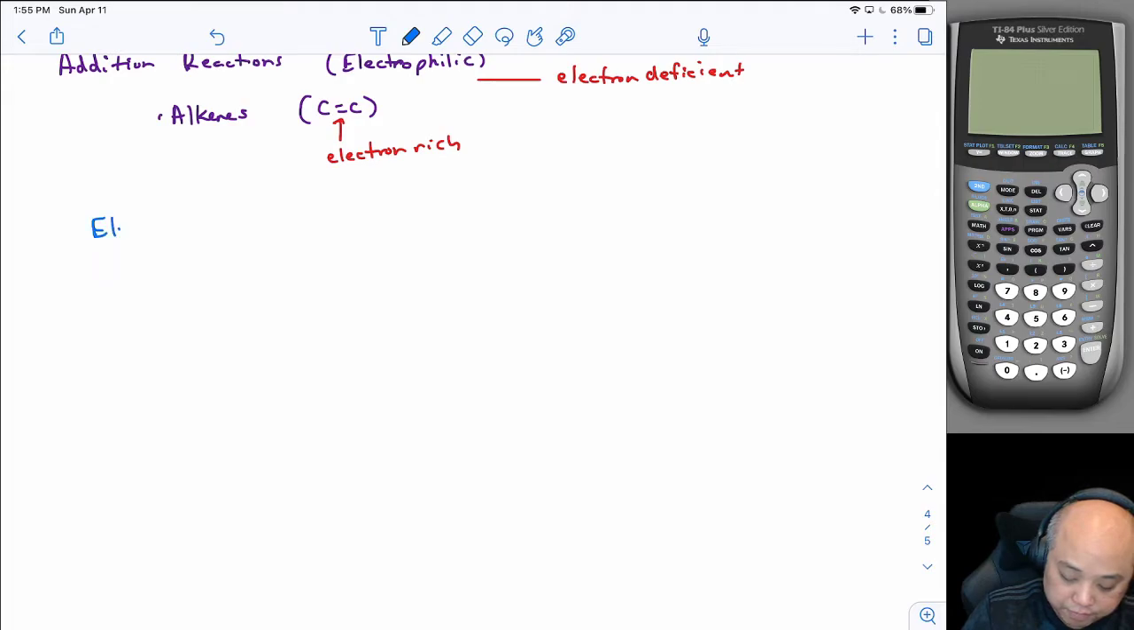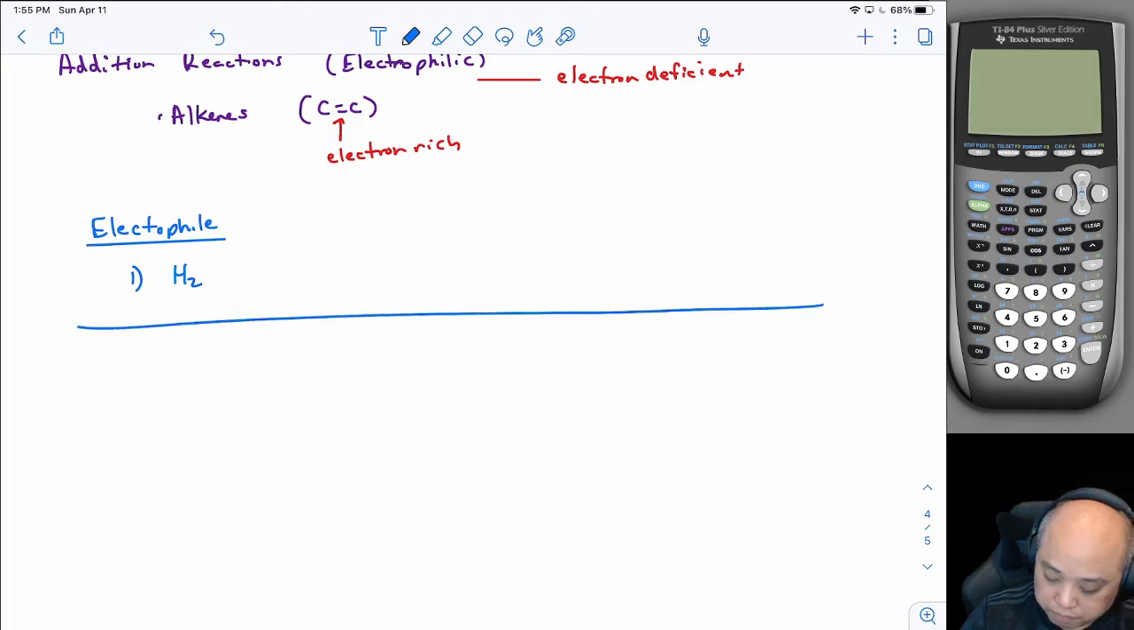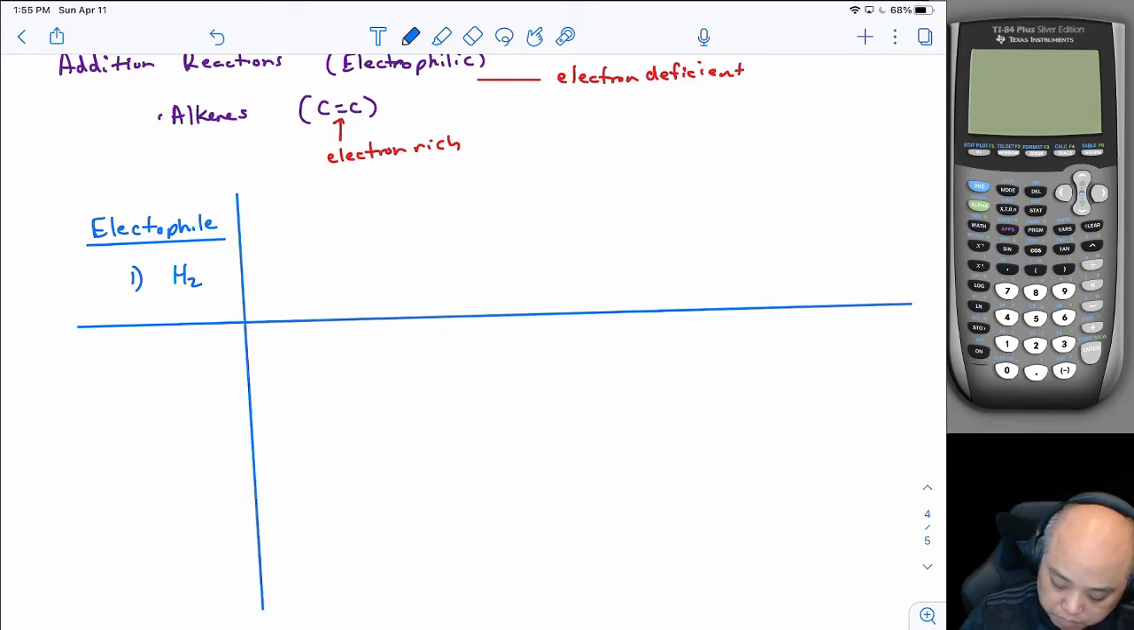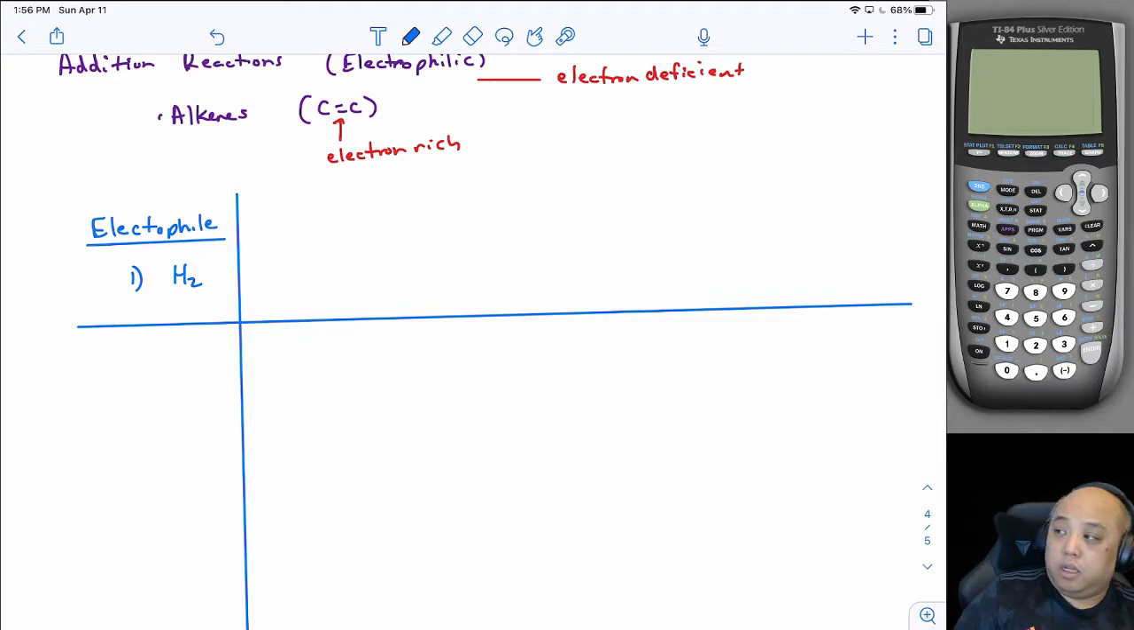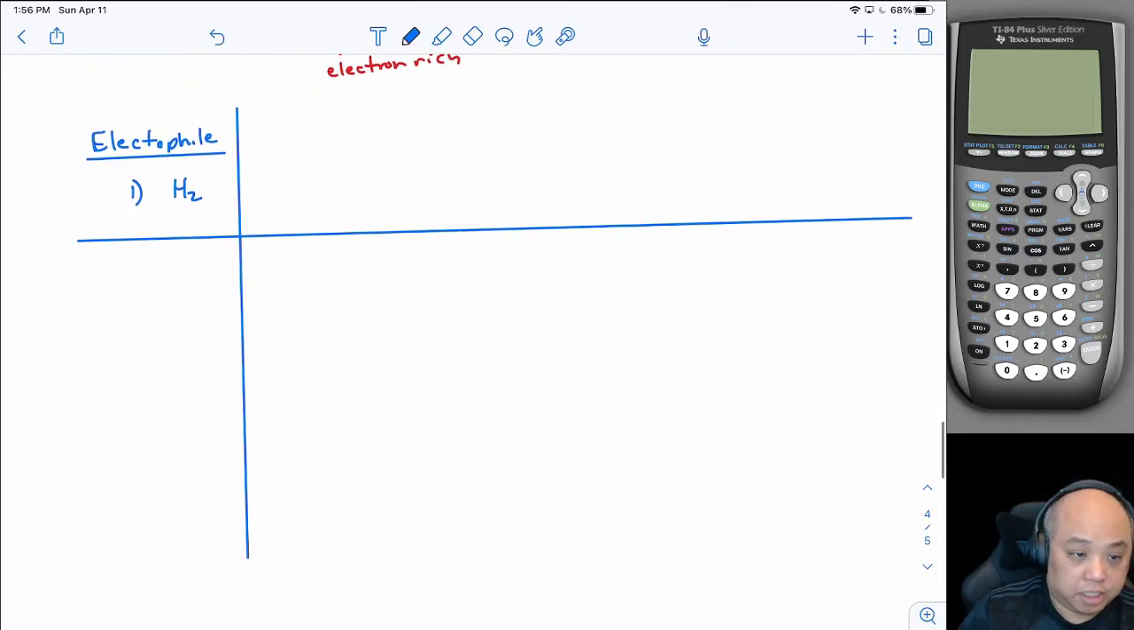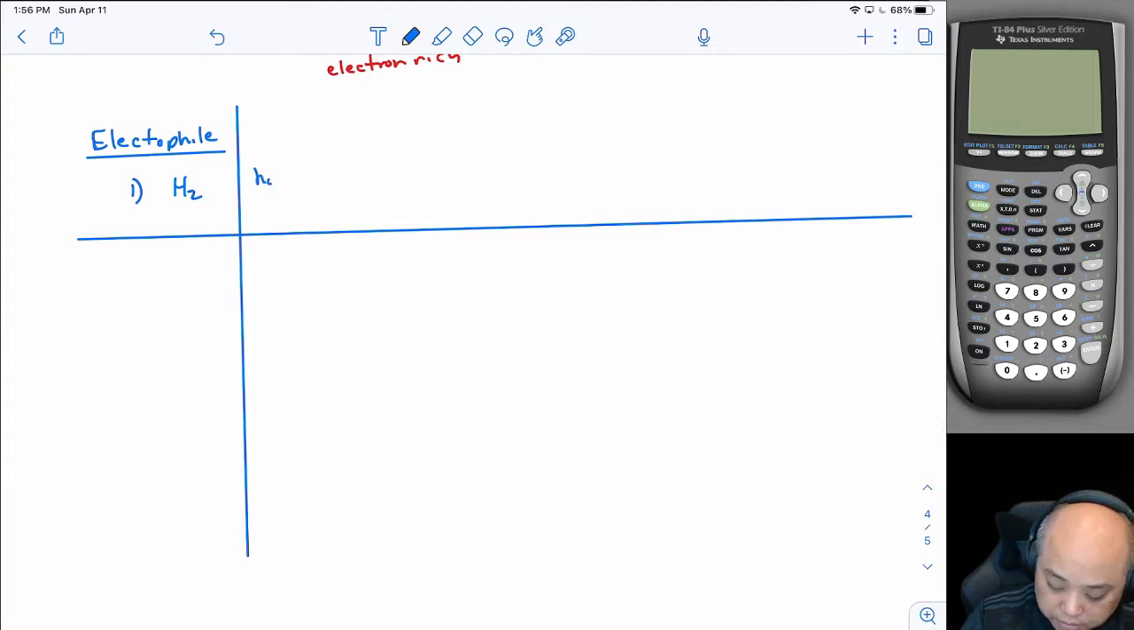And so we have 4 major electrophiles that we will address. H2 as an electrophile. This is more specifically what we call hydrogenation. So hydrogenation is when you hydrogenate or add H's to an alkene to turn it into an alkane.